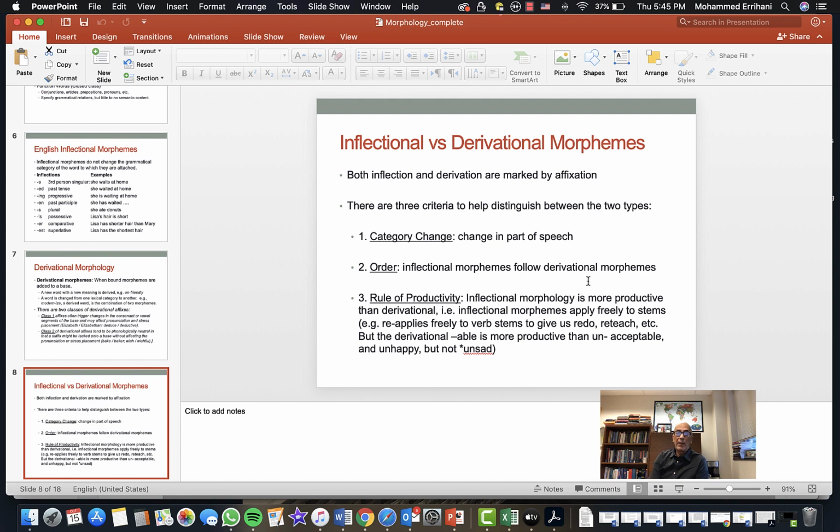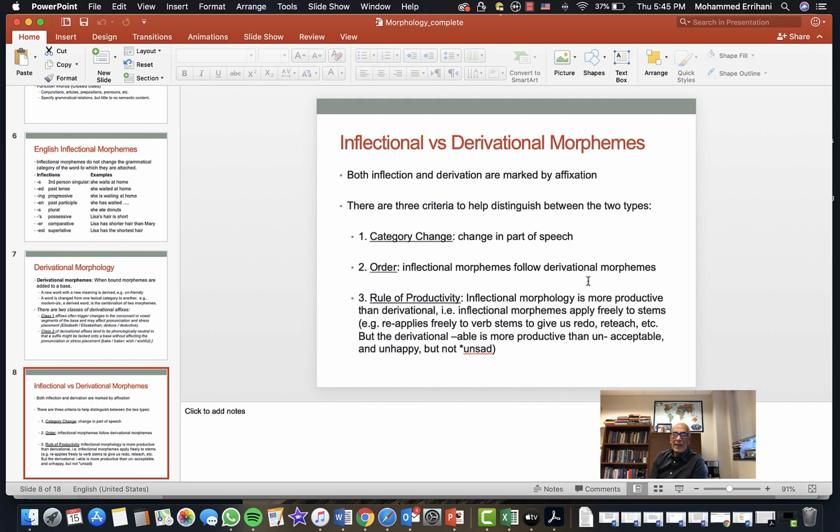The third criterion is the rule of productivity, which means that inflectional morphology is more productive than derivational morphology. What does this mean? This means that inflectional morphemes apply freely to stems, that you can add s pretty much to any verb in the third person singular, and it will always mean a third person singular verb. So if you add s to any verb, it means the same thing.